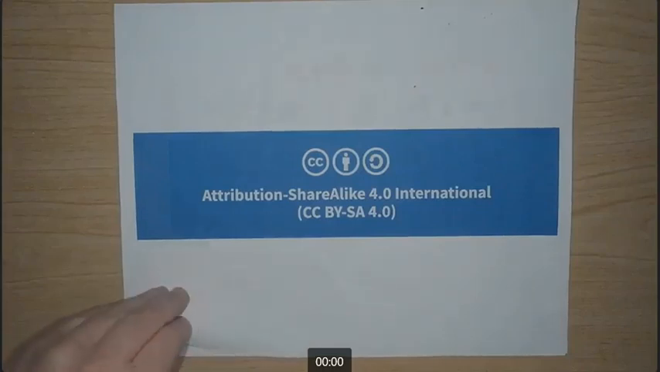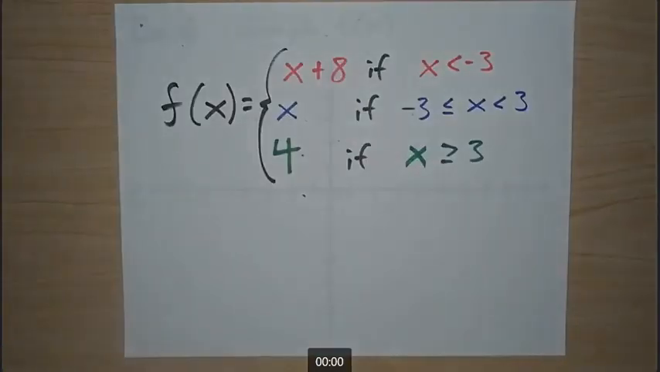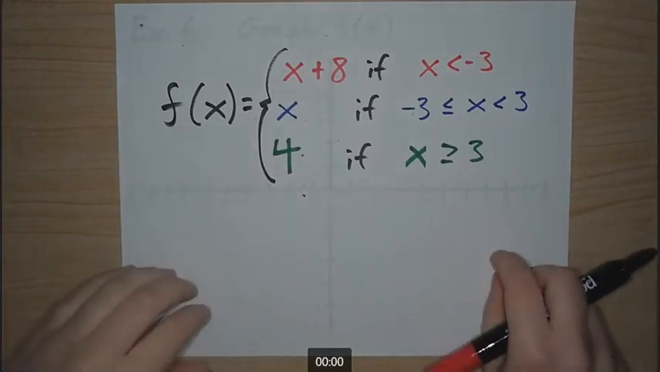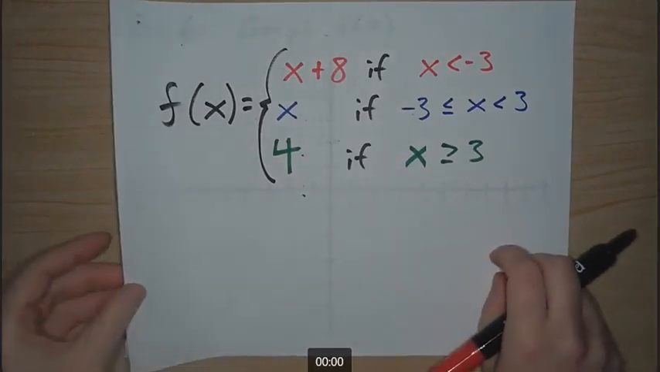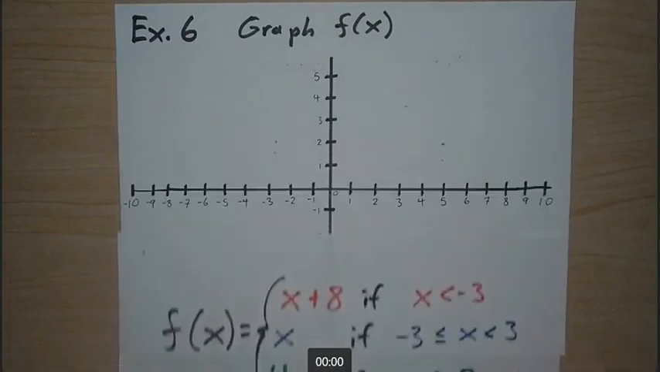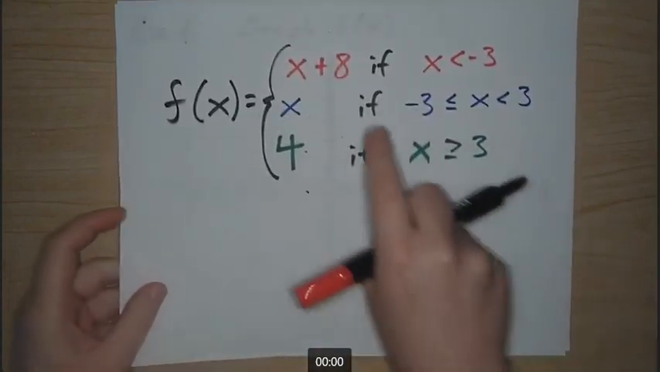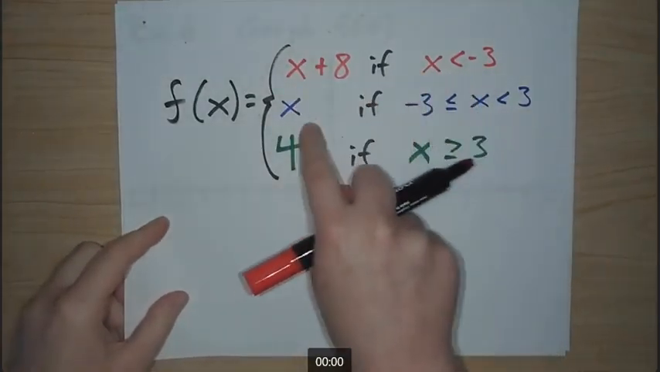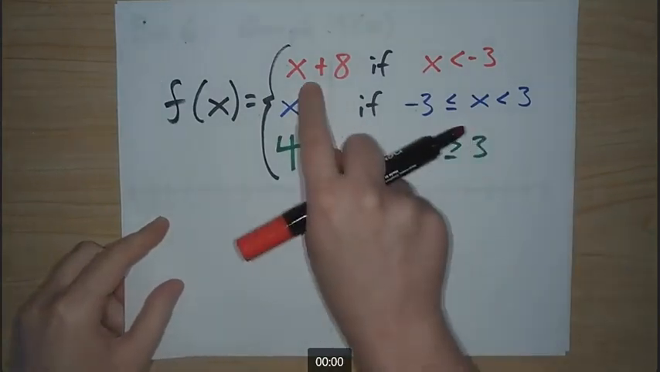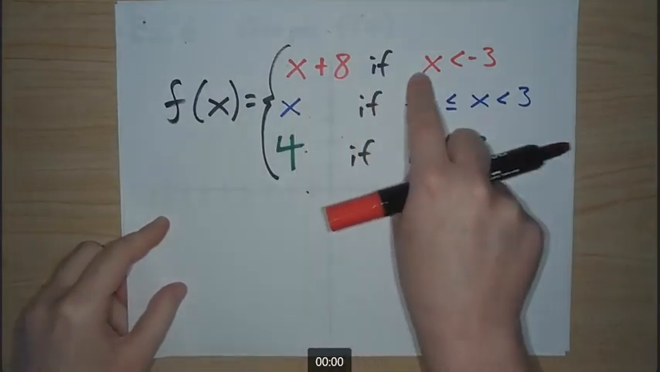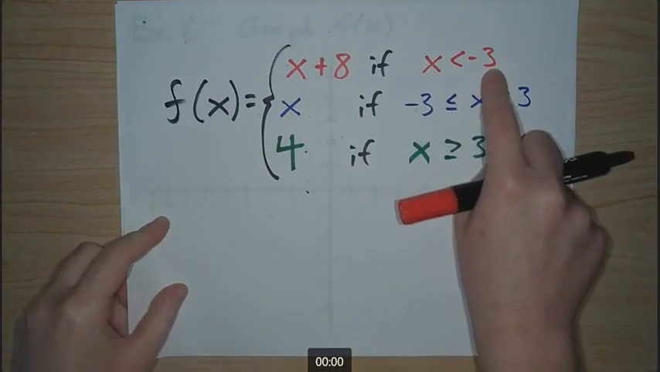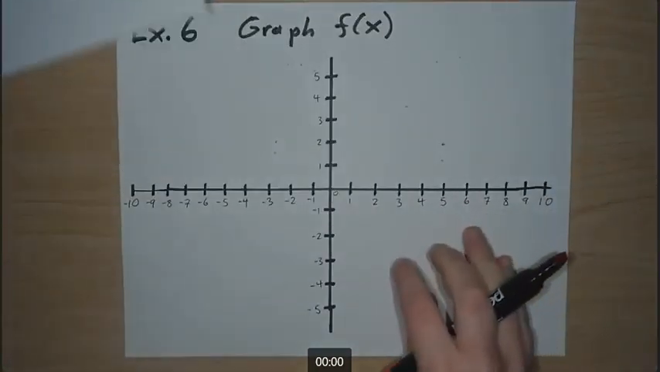This is Piecewise Functions, example 6. We have a piecewise function, and we want to graph it. So we're going to take each piece at a time. So I'm going to graph x plus 8 on the interval of x is smaller than -3 first.